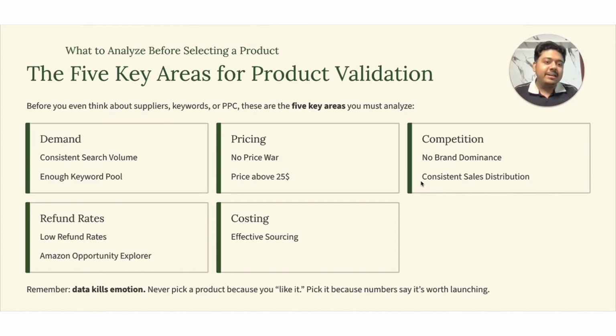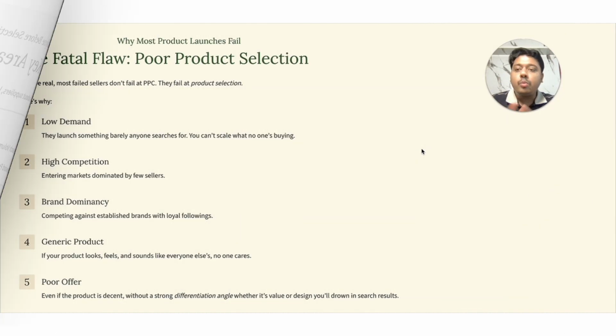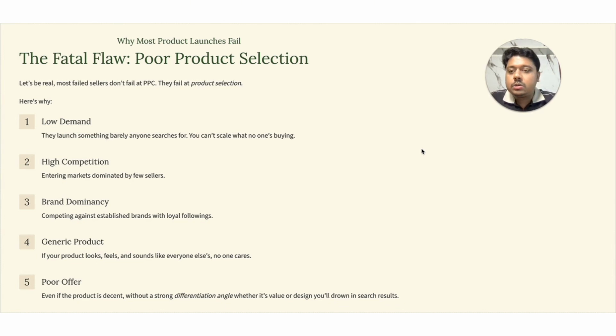So these are the areas, and there is a saying, data kills emotion. Never pick a product because you like it or you feel it will work, but if data tells it will not work, don't ever. Why do most product launches fail on Amazon, and what is my experience? I have seen sellers, when I audit their account and their product, and I ask why they are doing this product, they say because we like it, so we are going to jump into the niche and try if it works or not.